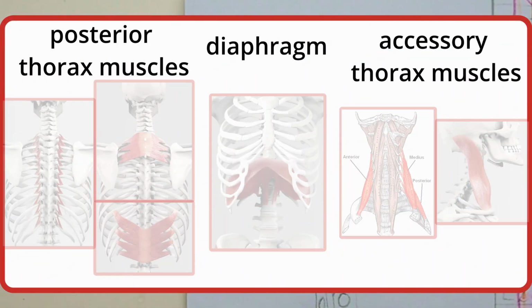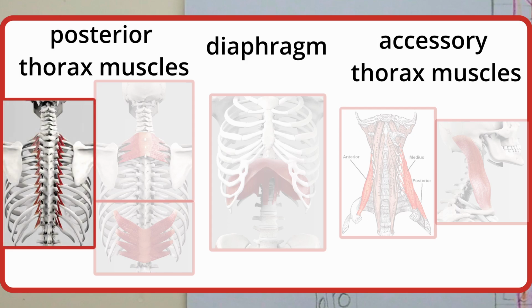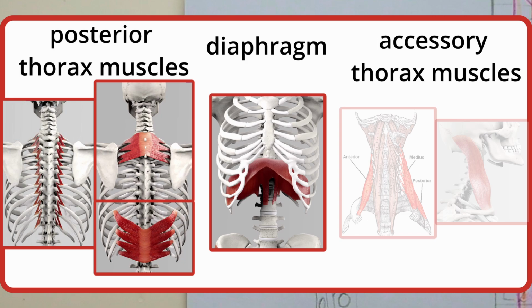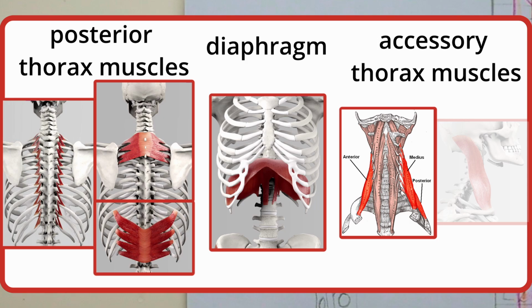Lastly, I mention the other 3 groups of the thorax muscles. Muscles of the posterior thorax, consisting of musculi levatores costarum and musculi serratus posterior superior and inferior, the diaphragm, and the accessory muscles of the thorax, consisting of musculi scaleni and musculus sternocleidomastoideus.